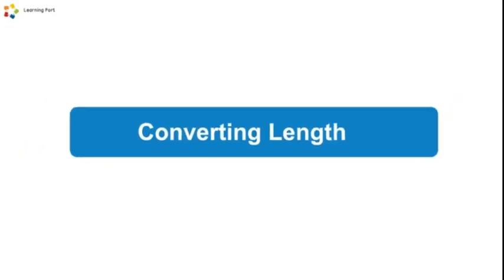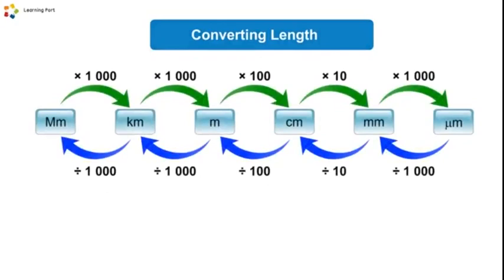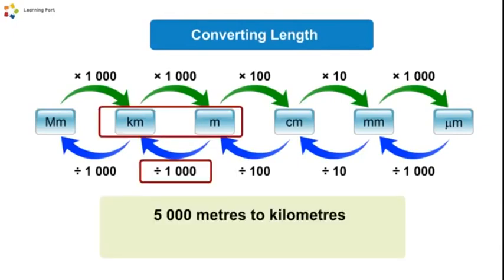In converting length, use meter as the base unit. To convert 5,000 meters to kilometers, look at the chart to see whether you need to multiply or divide. Then, perform the operation. 5,000 meters divided by 1,000 is equal to 5 kilometers.